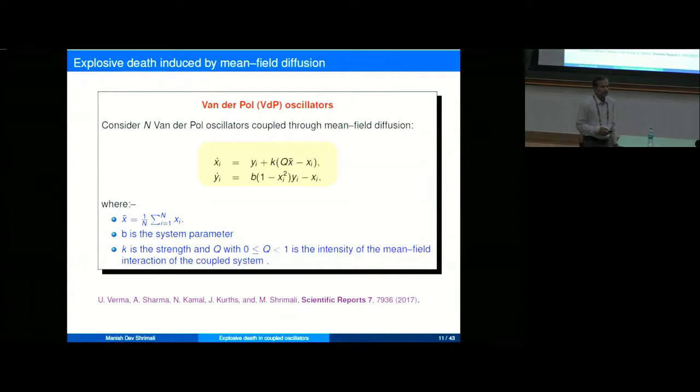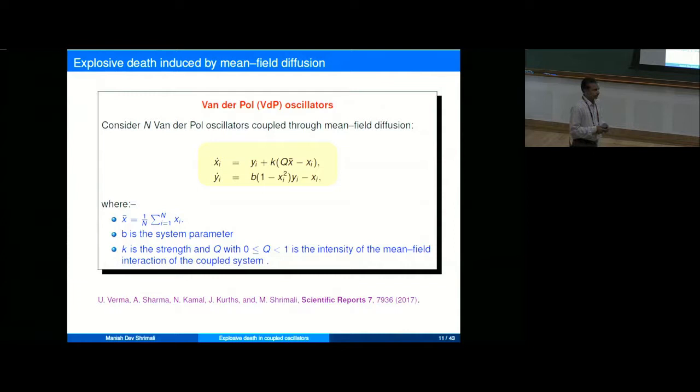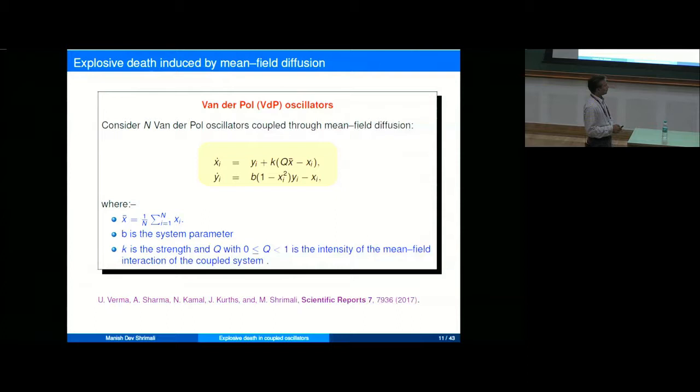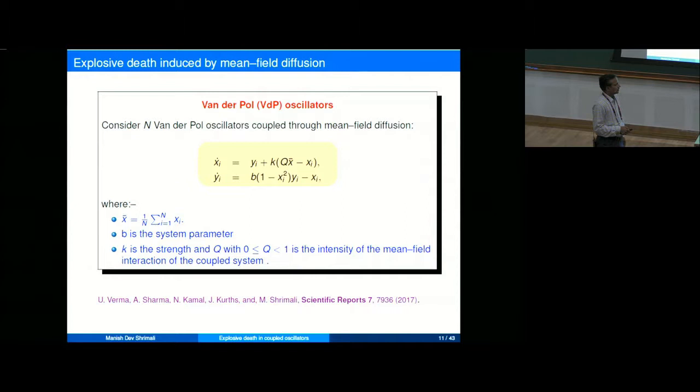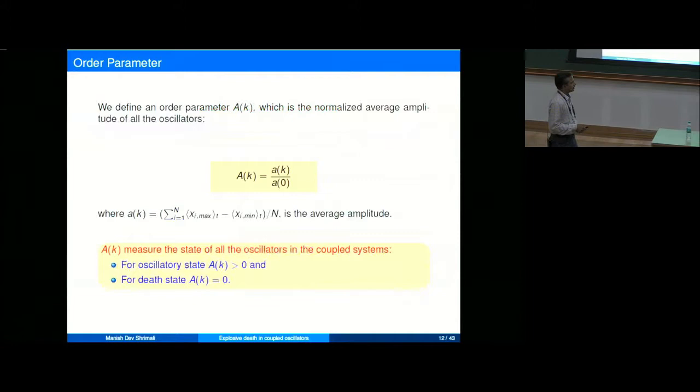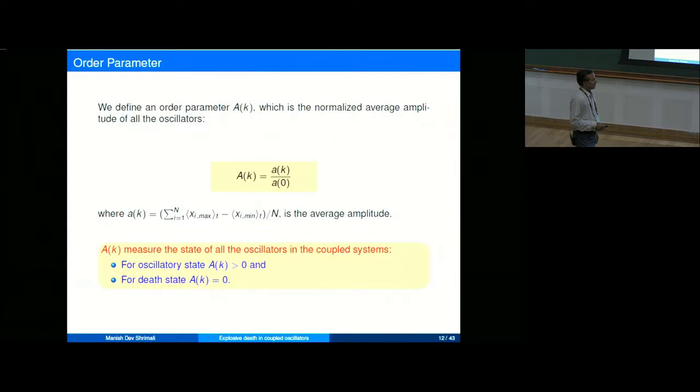in an identical system. The first report on the explosive death of coupled oscillators was on non-identical oscillators. So we looked at van der Pol oscillators, identical oscillators, with a mean field coupling, where K is the coupling constant, Q is the density of the mean field, and X bar is the average field. We defined the order parameter, which is the normalized amplitude of the oscillator. If the normalized amplitude is greater than zero, you are in the oscillatory state, and if it is zero, you are in the suppressed oscillation or death state.